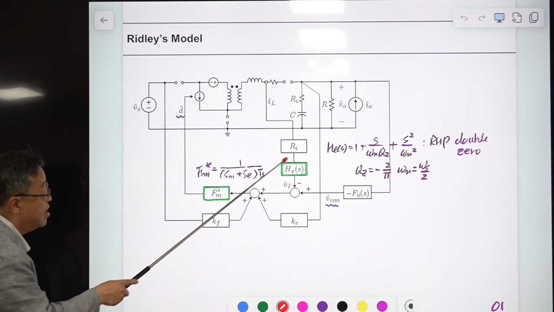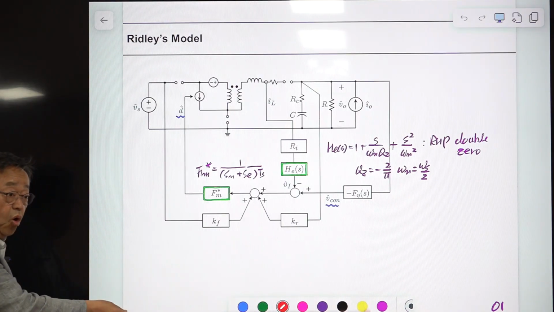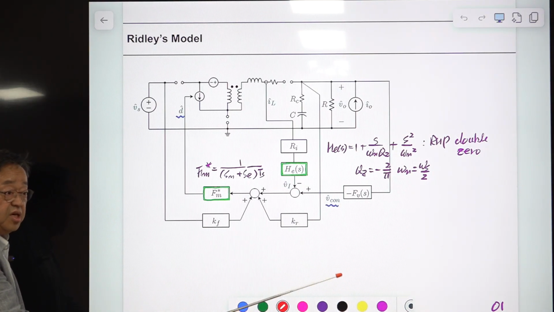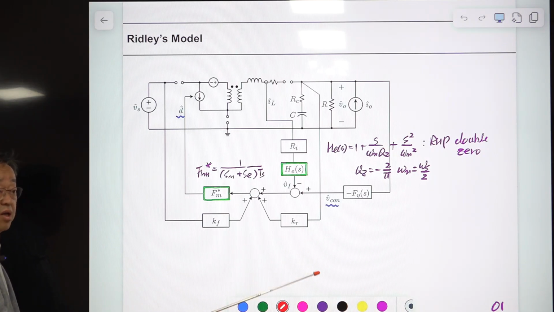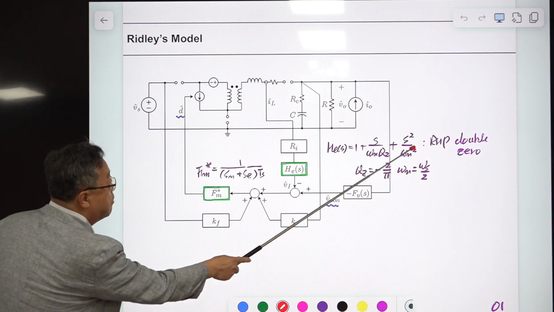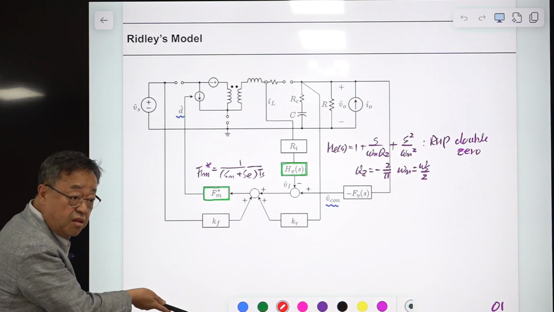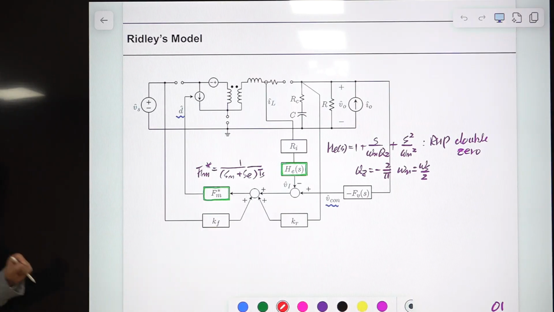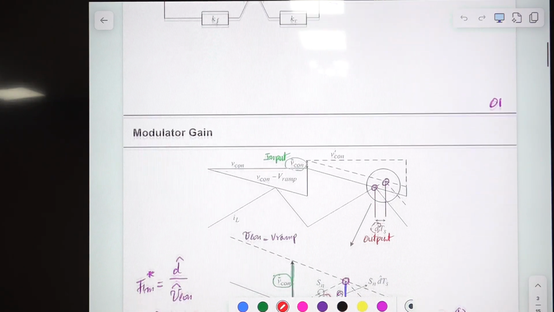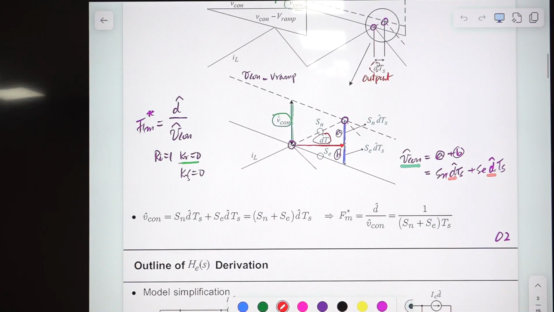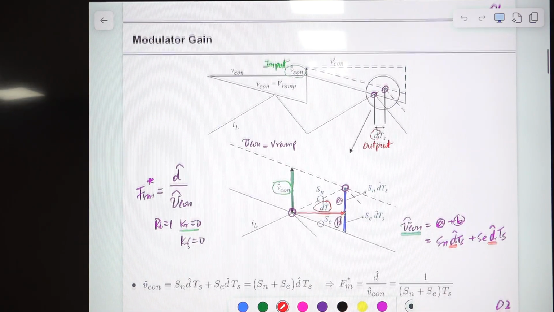Later on, HES creates the quadratic term at half the switching frequency, which is a regular LHP double pole. This is the RHP double zero, which is converted to the LHP double pole in the control to output transfer function somehow. All right, so the first one is this one. Let's talk about its derivation.